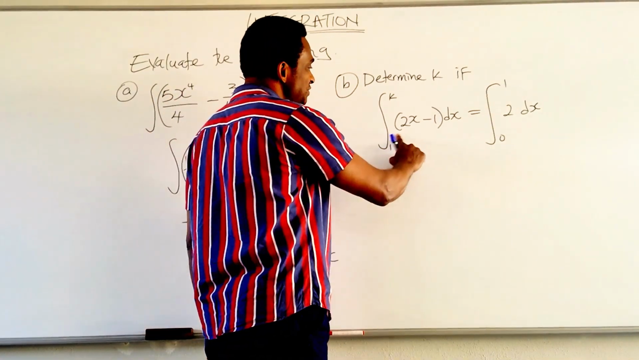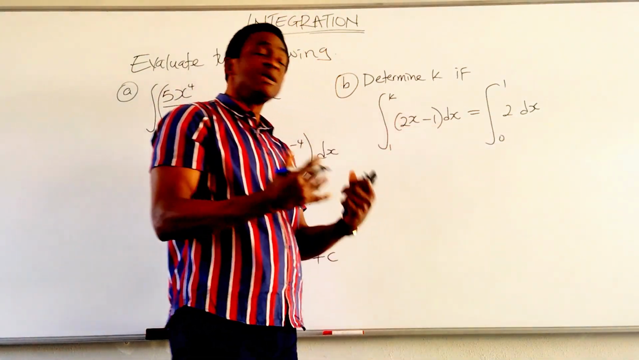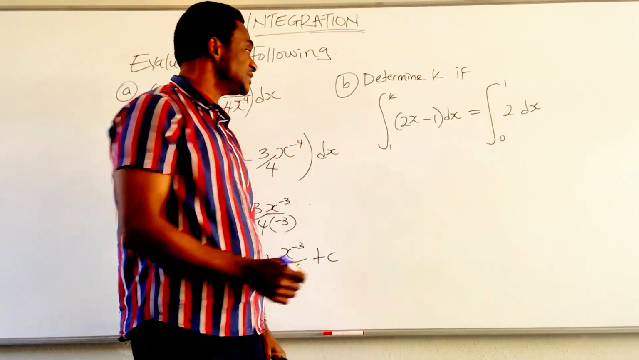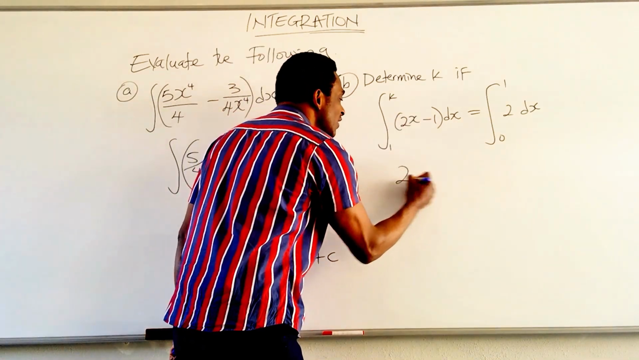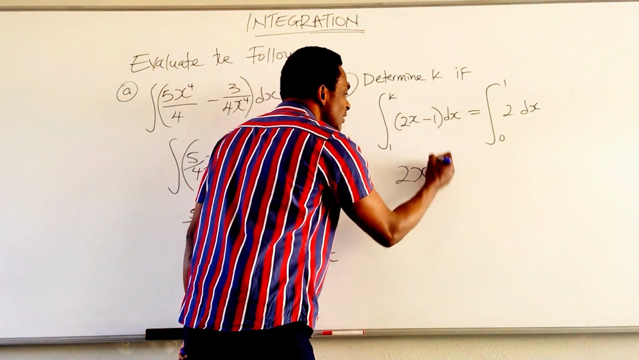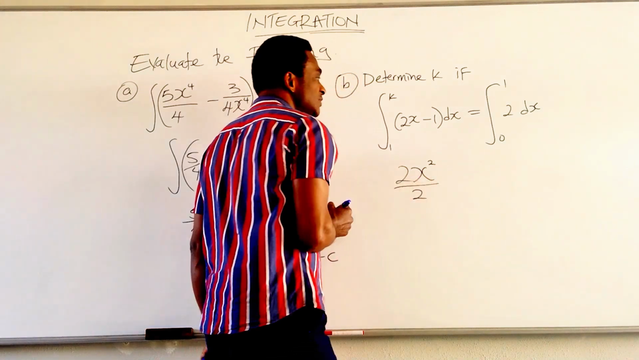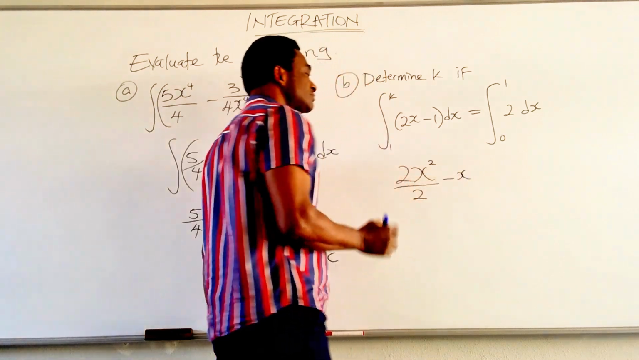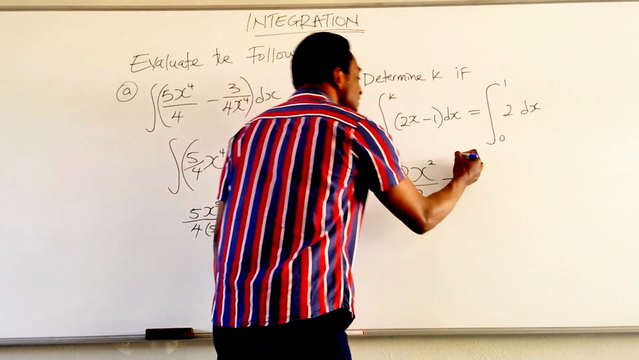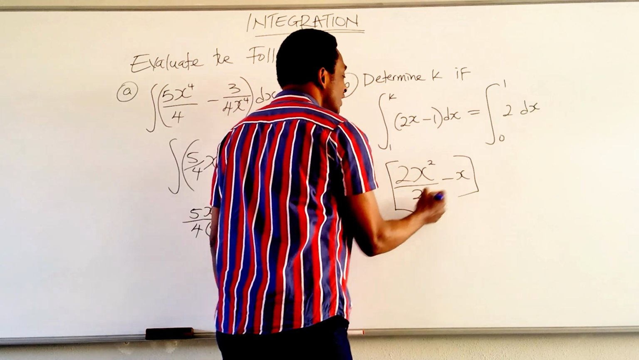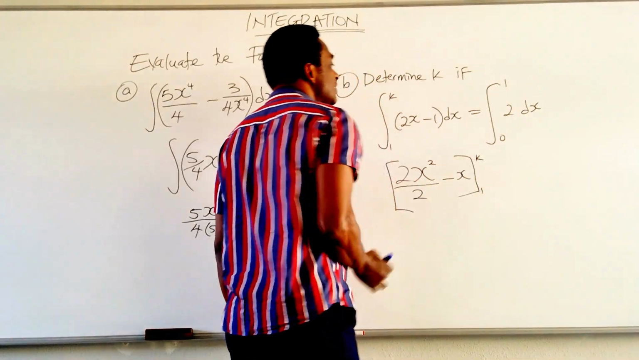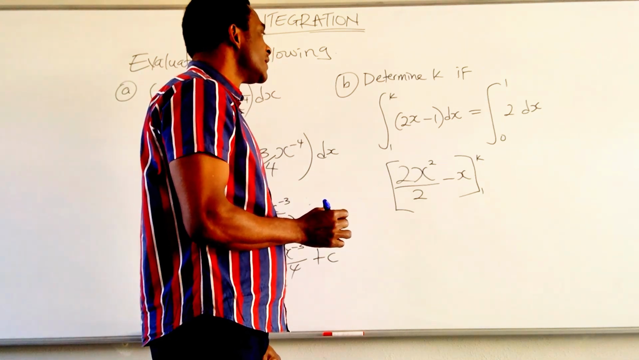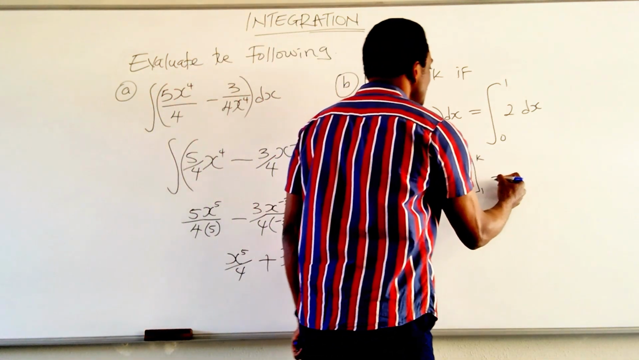Now, first things first, we check if there's anything to be simplified. In this case, nothing. So we delve straight into integration. This is 1 plus 1, so we have 2x to the power of 1 plus 1, which is 2, all over 2, minus 1, integral of 1 is minus x. Remember, this is definite integral from 1 to k.